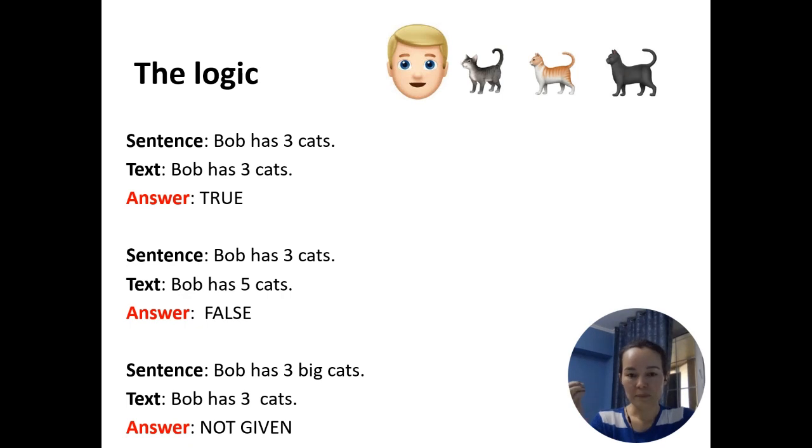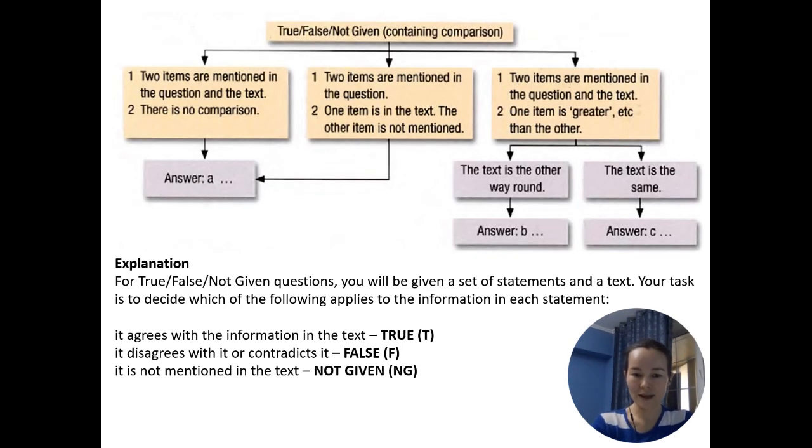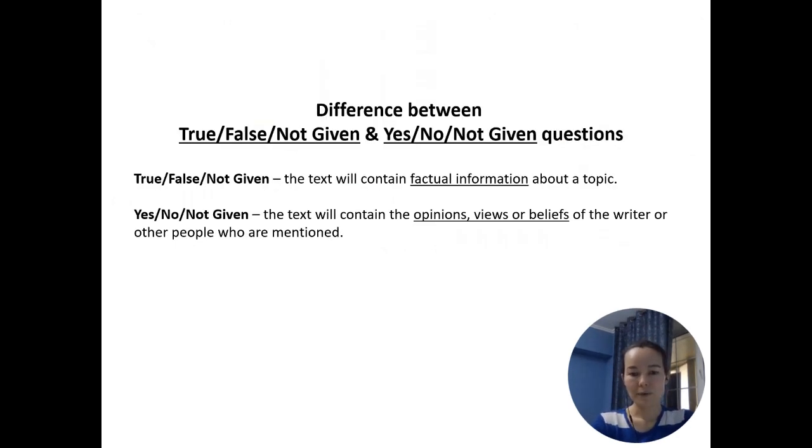So this is basically the logic of this type of question. Nothing too complicated, nothing too sophisticated. We will talk about that further, but yes, true, false, not given. There is another option of this type of question. It's yes, no, not given. So what is the main difference between them? The main difference, I can tell you, is that you need to read the instructions.